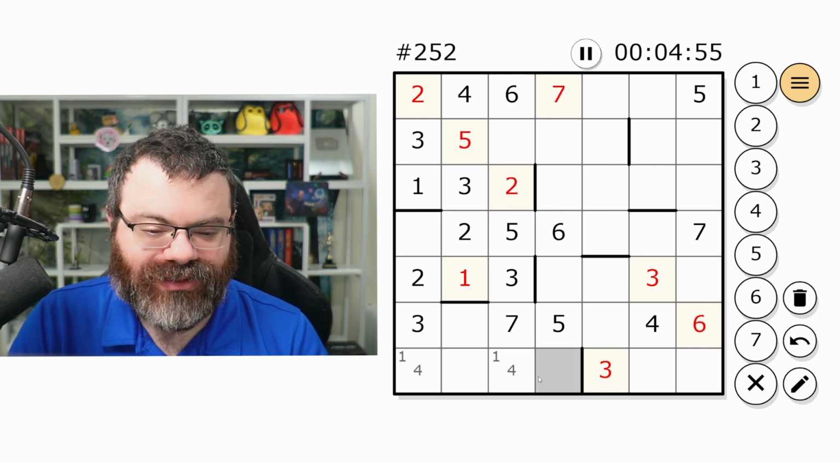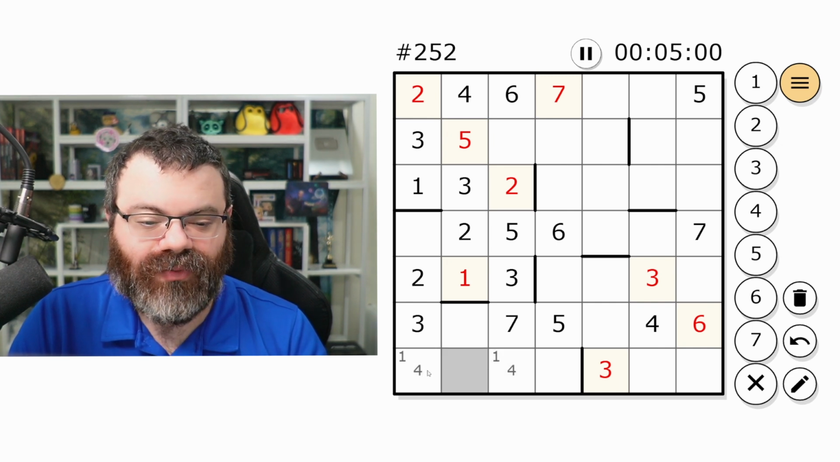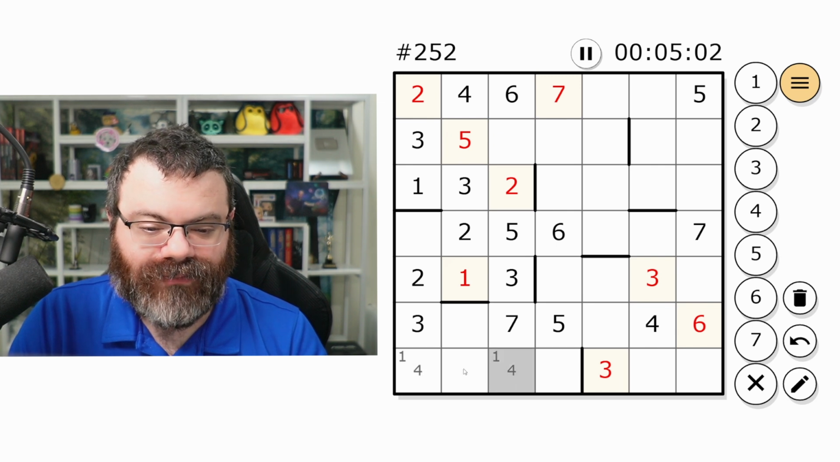Let me just pencil that to show what I'm seeing in my head here. This can only be 1 or 4, and this can only be 1 or 4. So this is where the 1 and the 4 are going to go. So what's this going to be? Right? This can't be a 1. Because if it was a 1, these would both be 4.